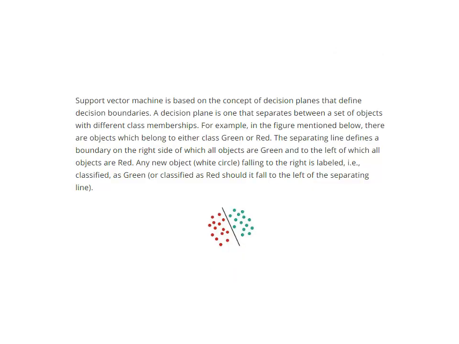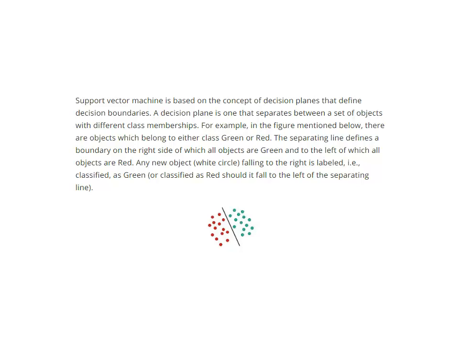Support vector machine is based on the concept of decision planes that define decision boundaries. A decision plane is one that separates between a set of objects with different class memberships. For example, in the figure mentioned below, there are objects which belong to either class, green or red. The separating line defines a boundary on the right side of which all objects are green and to the left of which all objects are red.